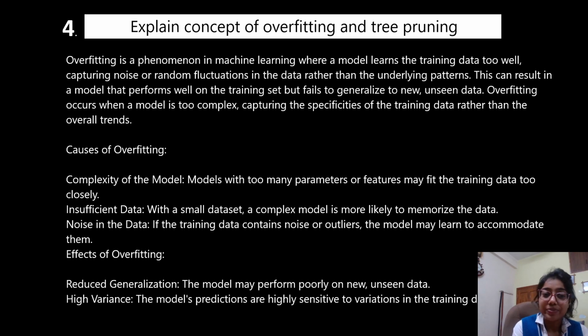Causes of overfitting. Complexity of the model. Models with too many parameters or features may fit the training data too closely. Insufficient data. That is, with a small data set, a complex model is more likely to memorize the data. But if the data is large, the complex model cannot memorize the data. Noise in the data. If training data contain noise, the model may learn to accommodate it. Effects of overfitting. It is reduced generalization. The model may perform poorly on new unseen data. High variance. The model's predictions are highly sensitive to variations in training data.